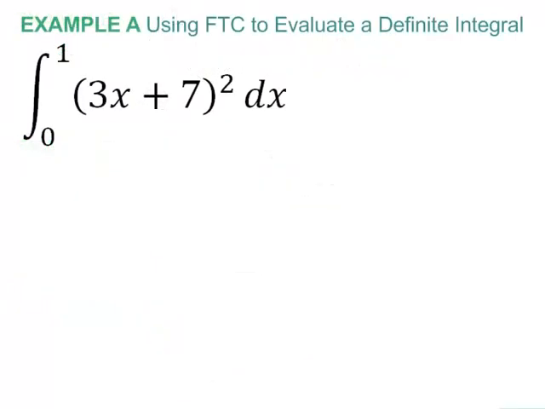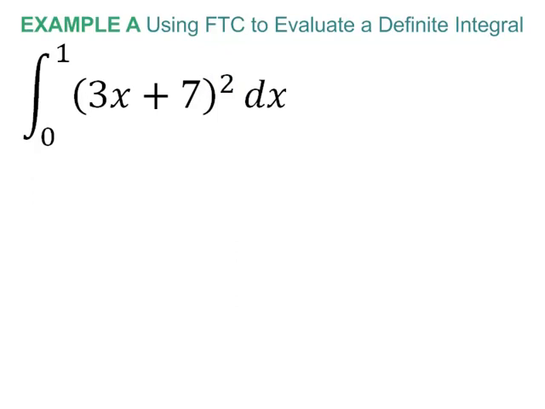In our first example, this is a fairly small exponent up here, a 2. If that were bigger, say a 12, we're going to be glad that we'll be learning something in the future called integration by substitution, or in this particular case, I would call it the unchain rule. We don't really want to have to distribute out that binomial 12 times.